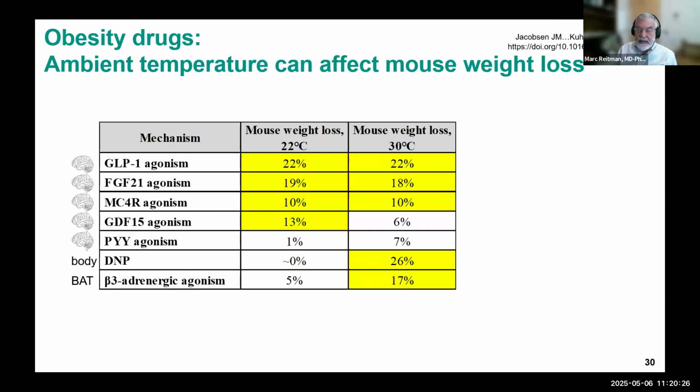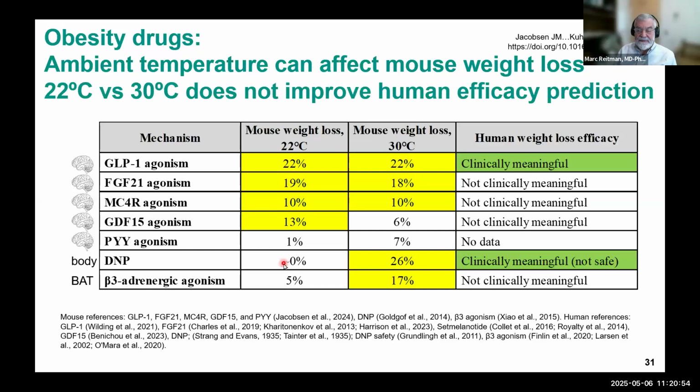This is a collaboration study with Rune Corey's group at Novo Nordisk. What we did was summarize all the drugs we could find for mouse at 22 versus 30, and found some drugs like GLP-1 agonists work equally well, FGF21 also, whereas some work much better at 22 than at 30, and some work much better at 30 than 22.